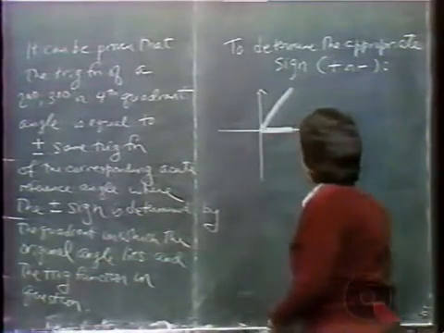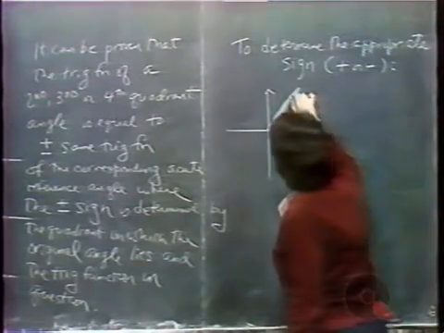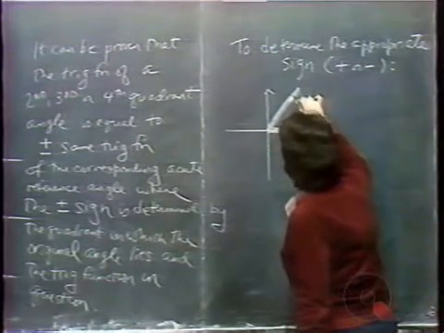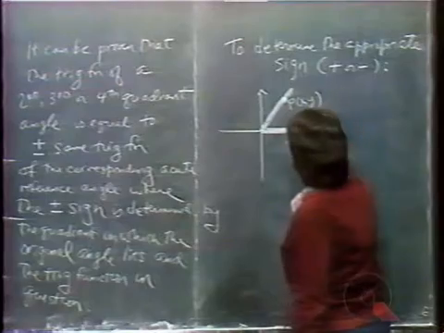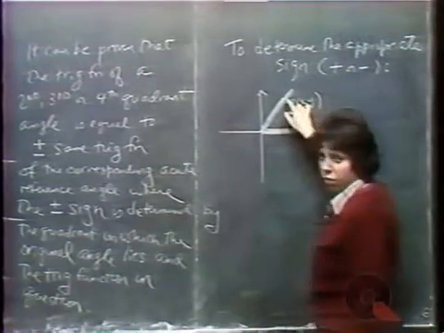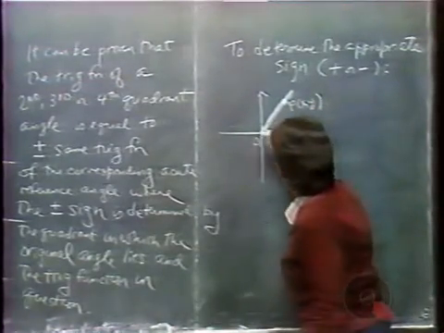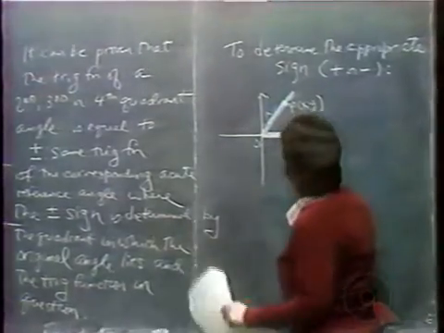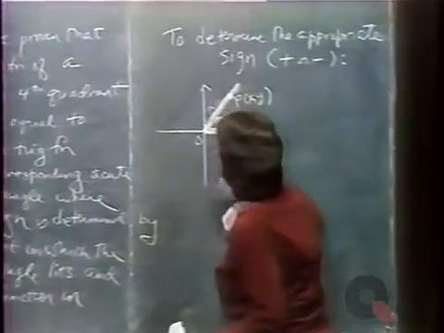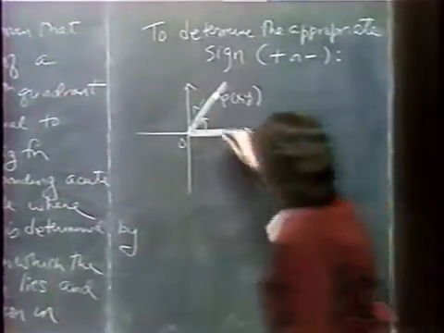We picked any point on the terminal side of this angle. We called it, say, P. Its coordinates were x, comma, y. The distance of point P from the origin we denoted by R. This is, say, an angle theta.